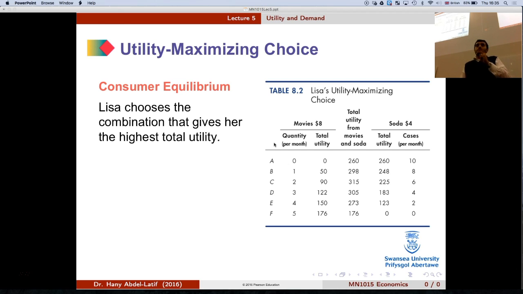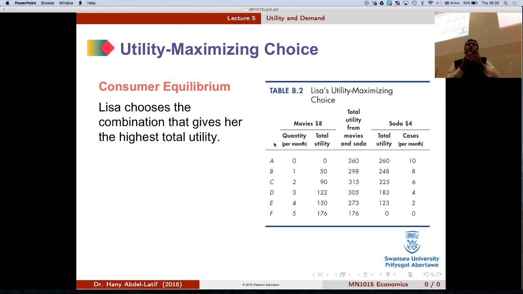C. Why C? Because in that case, she will receive 315. So that's how she's going to make the most. Remember, all these points are just affordable, which means they are on the budget line. So she can buy them.